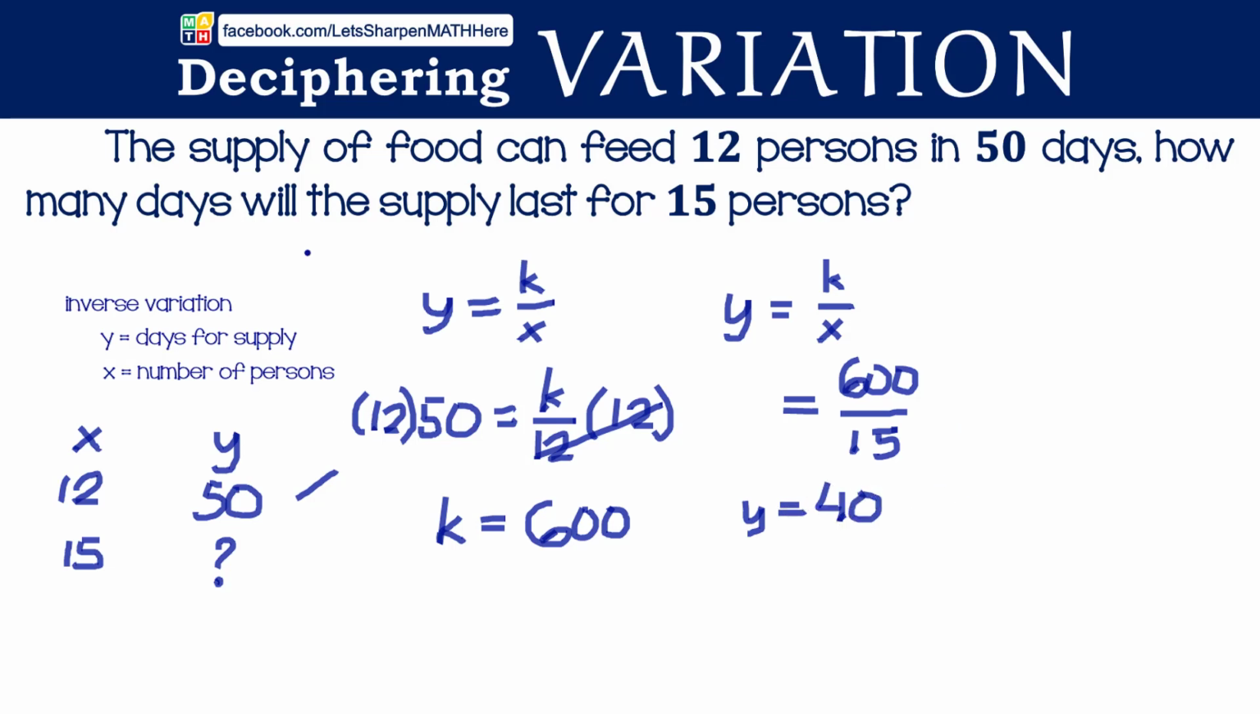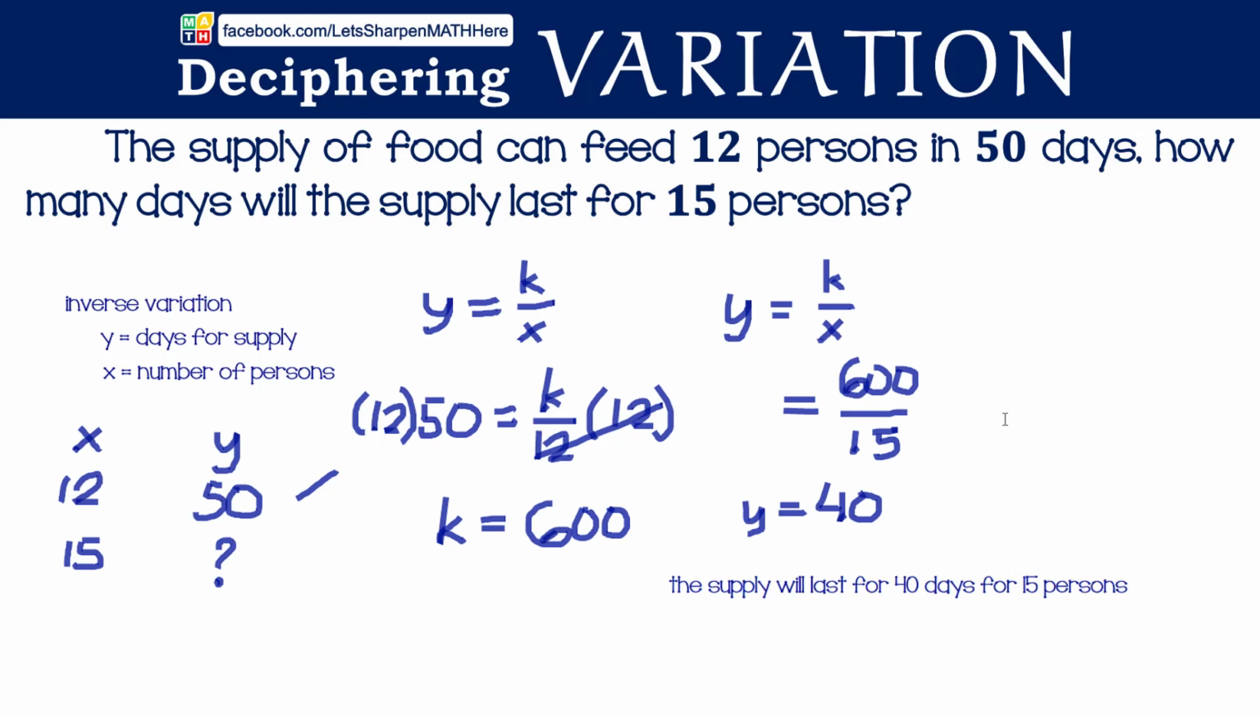This means that the supply will last for 40 days for 15 persons. This is in relation to the problem given.